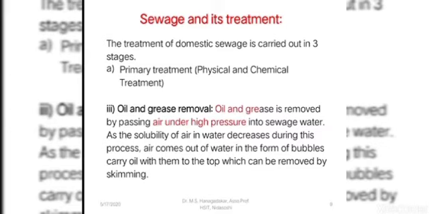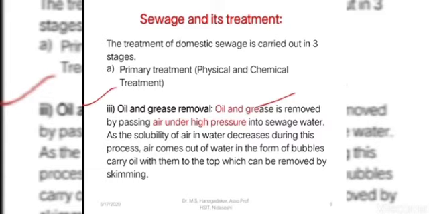Then the third step of primary treatment is what? Oil and grease removal. As you know, wastewater may contain oil. Take the example of water from households or kitchen wastewater, because of using oils for the preparation of food and cleaning the utensils. So that water may contain oil content. And in automobile industries or mechanical industries, we use grease for the smooth functioning of the machines.